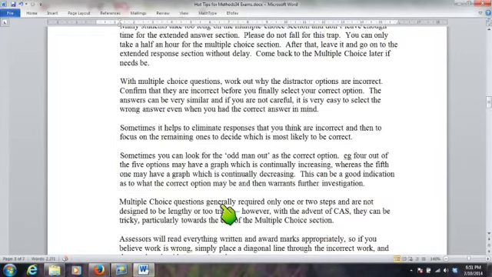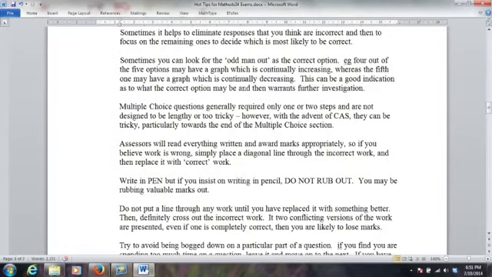Multiple choice questions generally require only 1 or 2 steps and are not designed to be lengthy or too tricky. However, with the advent of CAS, they can be very tricky, particularly towards the end of the multiple choice section. They've been putting in some absolute doozies, guys, so you've got to be ready for it, okay?